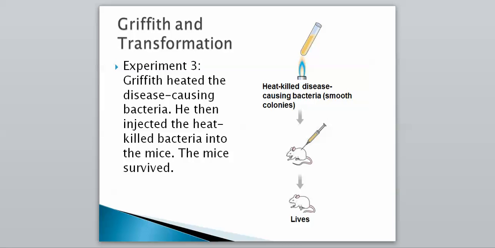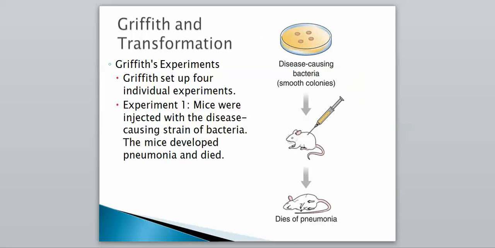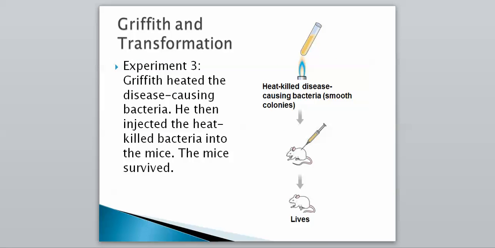Then experiment number 3, this is where it starts to get a little bit interesting. Griffith heated the disease-causing bacteria, the ones he originally used in experiment 1, and he then injected the heat-killed bacteria into the mice, and the mice survived. That's a pretty big discovery, saying that something in that heat did something to that bacteria so that it doesn't cause disease anymore. The mouse was able to live after being treated with what was originally disease-causing bacteria, but the heat did something.